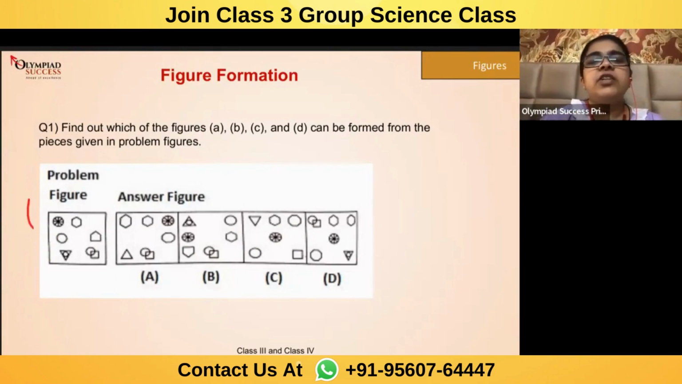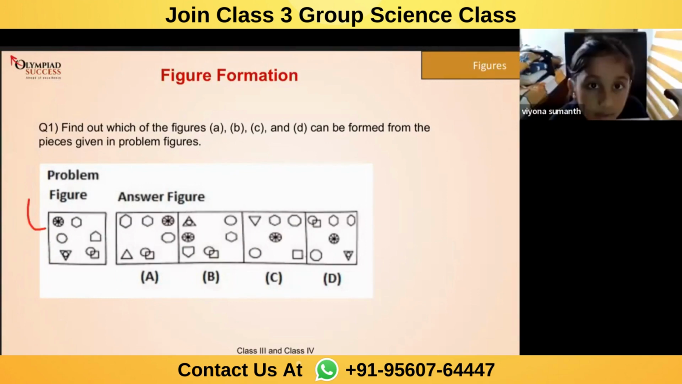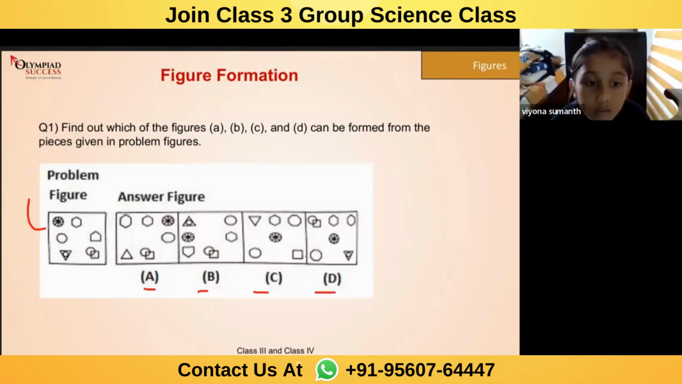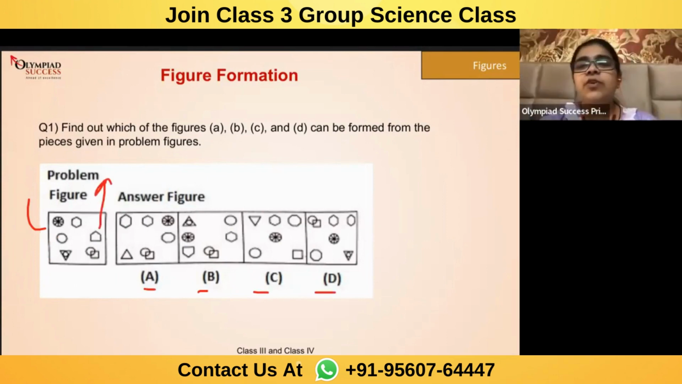What is this figure? A circle with spikes? Yes, ma'am. A circle with spikes is present in all the figures, right? Now, for this one, Pentagon. Pentagon means what, you know? 5-sided figures, Viona. When a figure has 5 sides, 1, 2, 3, 4, and 5, that is called a pentagon. So look for the options which have a pentagon in it.